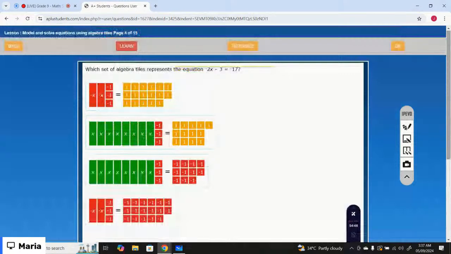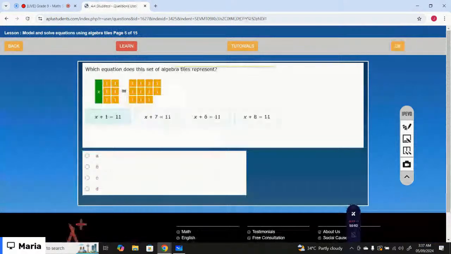Okay, the next one is which equation does the set of algebra tiles represent? You are given the algebra tiles, you have to find the equation. So which is the correct option? That is x plus 6 equals 11, right? Option number 3 is the correct option, C is the correct option. You can say that is x plus 6 equals 11. Which equation does the set of algebra tiles represent? Which is the correct option? That is x plus 6 equals 11. Oh, that's the same question.